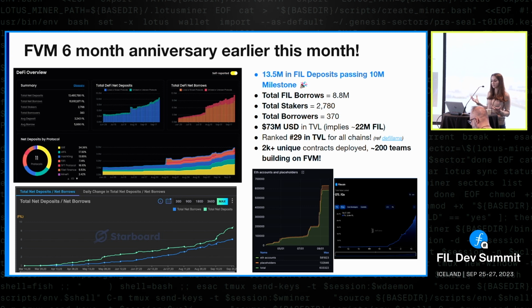Lastly, the other metrics I want to touch on, moving a little from DeFi to developers and other applications being built on FEM: we have over 2,000 unique smart contracts deployed on FVM as of today. This number implies different applications, not only DeFi related, but data, and other builders and teams building projects on FVM.